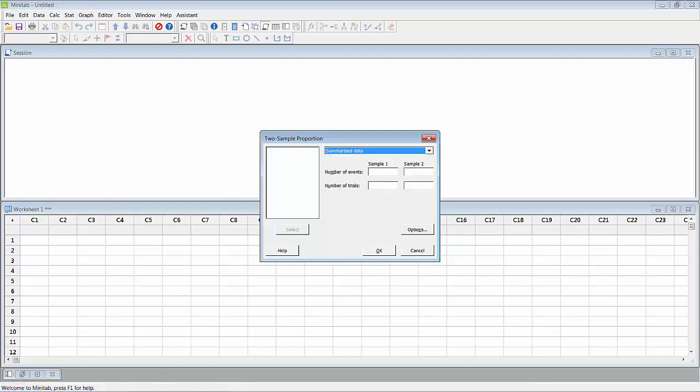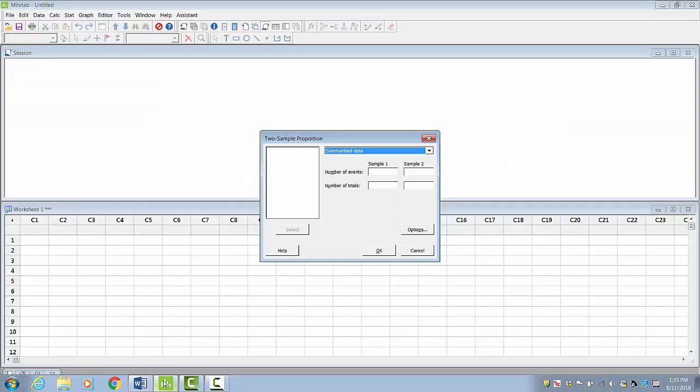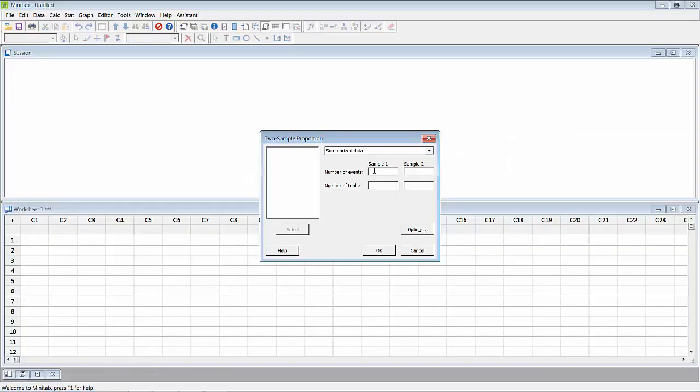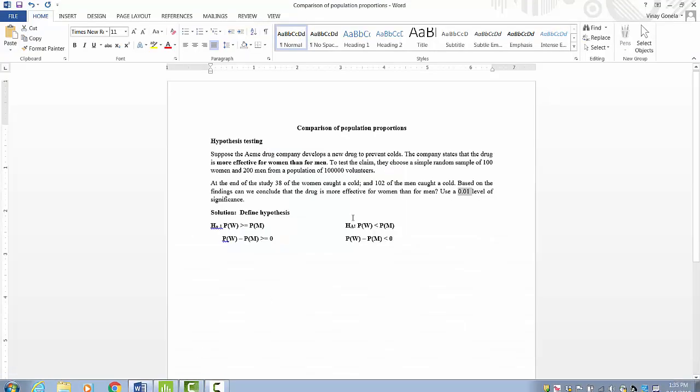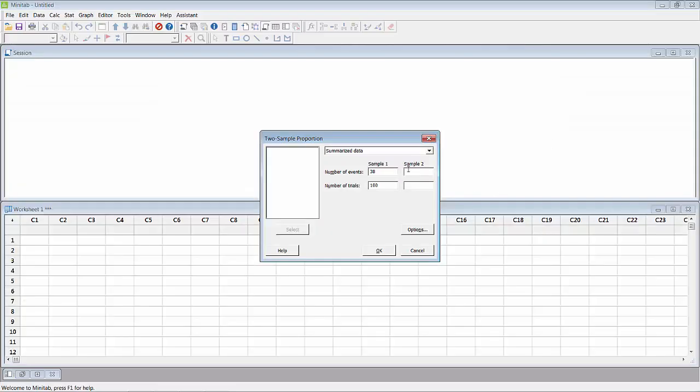For the number of events, we have 38 women who caught cold out of 100 women. So I will type 38 out of 100, and then sample 2, which would be men. We have 102 men who got cold out of 200.